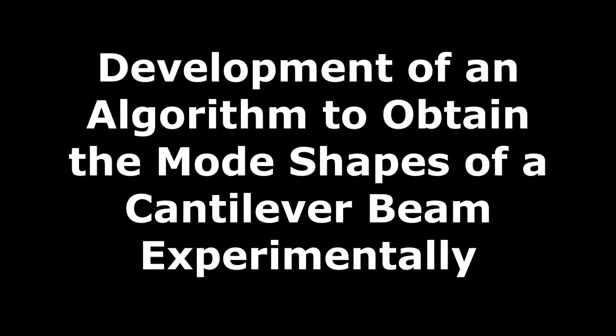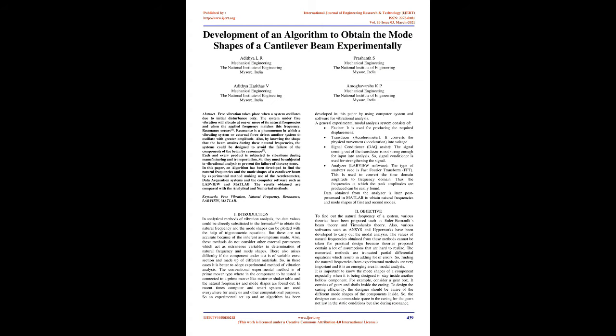Development of an algorithm to obtain the mode shapes of a cantilever beam experimentally. Abstract: Free vibration takes place when a system oscillates due to initial disturbance only. The system under free vibration will vibrate at one or more of its natural frequencies, and when the applied frequency matches this frequency, resonance occurs.